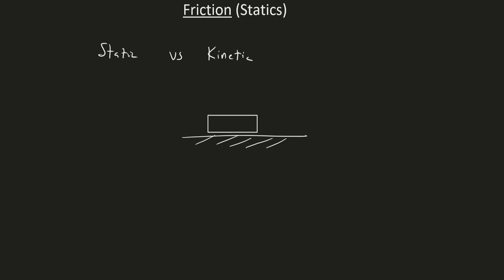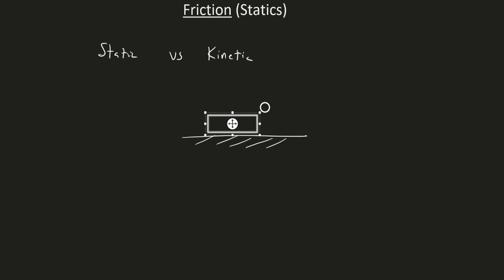So after internal forces, friction is the next concept we're going to learn about and solve problems with in statics. You may be familiar with friction from your physics class. We have static friction and we have kinetic friction. Kinetic friction happens when you have two surfaces rubbing on or sliding over each other.